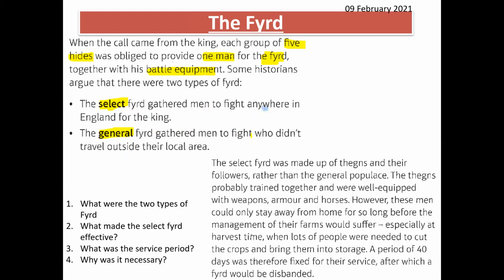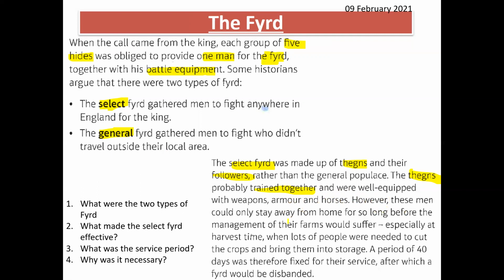Now, the general feud gathered men to fight and they didn't travel outside their local area. This might have been just to fight locally within their own shire. So the select feud was made up of thanes and their followers, rather than the general population. The thanes were professional soldiers. Pretty much all they did was fight. They trained together, they were well equipped, armored with centrally provided uniform weapons and maybe even horses.